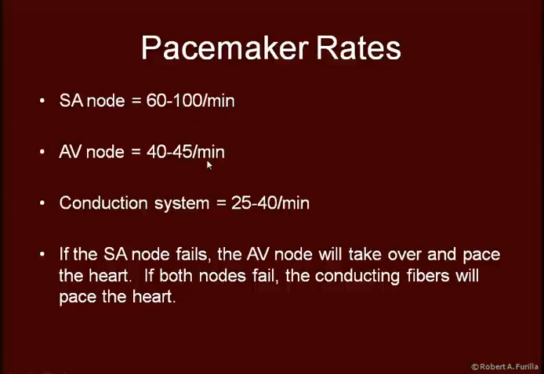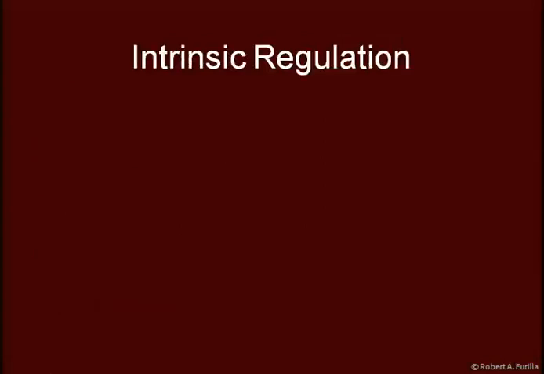Very fast in the SA node, slower in the AV node, even slower again in the conduction system. If that SA node fails, the AV node will take over and pace the heart at a slightly slower rate. If both nodes fail, then the conducting fibers can pace the heart at an even slower rate.